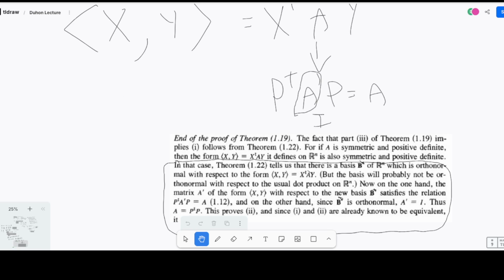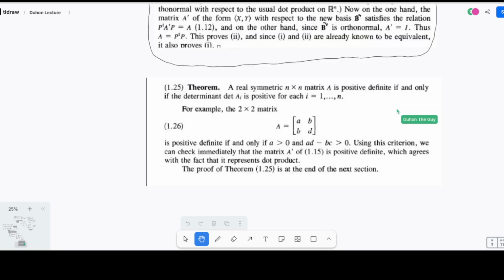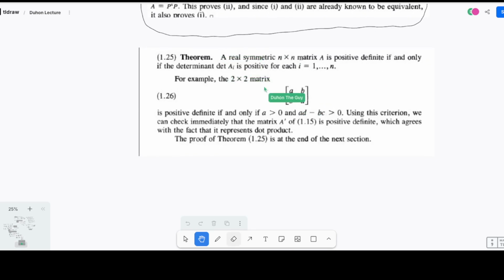This one, I didn't even get the chance to prove, because I don't think I got to the part in the next section where we prove this one. Theorem 1.25. A real symmetric n by n matrix A is positive definite if and only if the determinant of A_i is positive for each i from 1 to n. For example, for a 2 by 2 matrix, this guy is positive definite only if a is bigger than 0 and its determinant is bigger than 0, too.